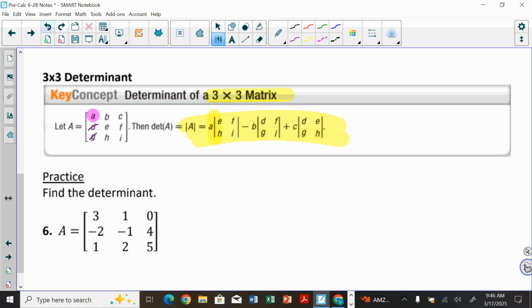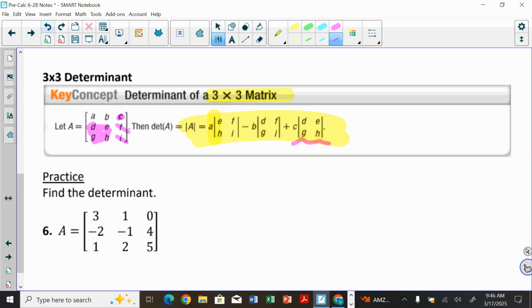If I keep going with that, same thing with B. If I look at B, all I'm really doing is canceling out the ones in the same column, and then I'm doing the determinant of what's left. DFGI, as you can see right there. Same thing if I look at C. C is right here, and I'm just going to cross those out and do the determinant of DE and GH right here.